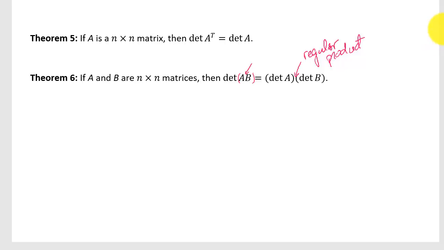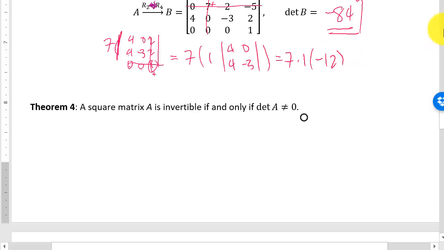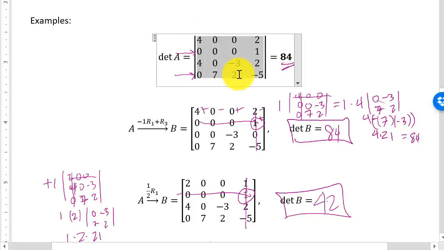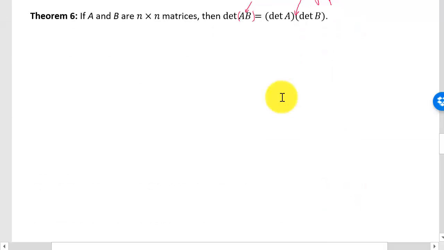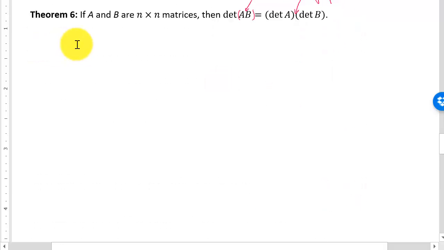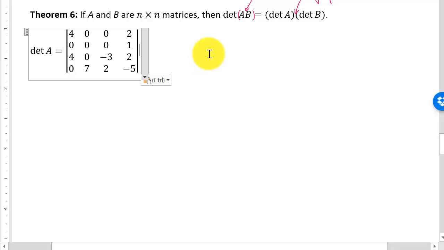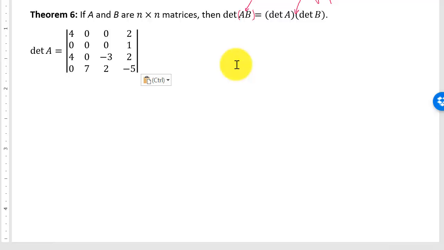Well, I think what we can do is we can take a look at our matrix over here again. And let's say we didn't know that the determinant of this matrix was equal to 84. So what can we do to find the determinant of this matrix? Well, what if we do some row operations to make it look like a triangular matrix? We know the determinant of a triangular matrix pretty easily. And so let's go through that process.